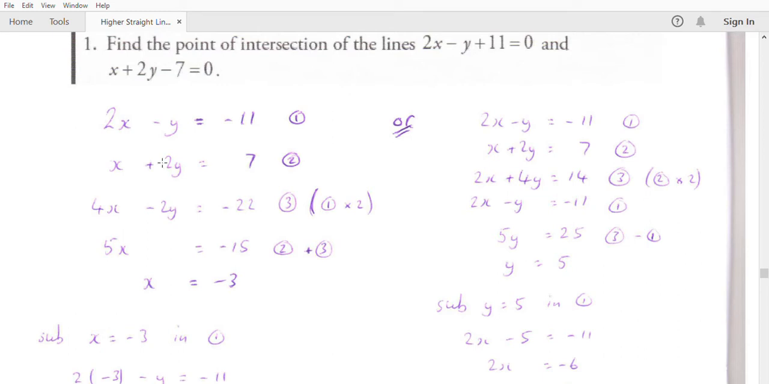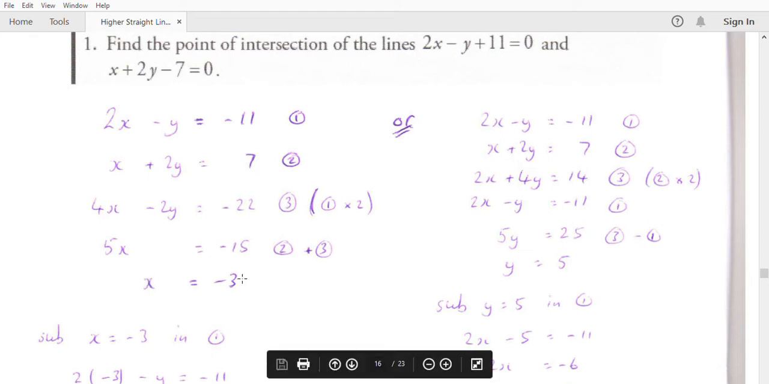How do I eliminate these y terms? Well, if I subtract them, I will get 2y minus 2y, which would be 4y, so I will not eliminate the y terms if I subtract there. So I'm going to do equation 2 plus equation 3. So 2y plus minus 2y is 0y, so that eliminates the y terms. X plus 4x is 5x. 7 plus negative 22 is negative 15. So 5x equals negative 15, x equals negative 3. So I have the x coordinate of negative 3.